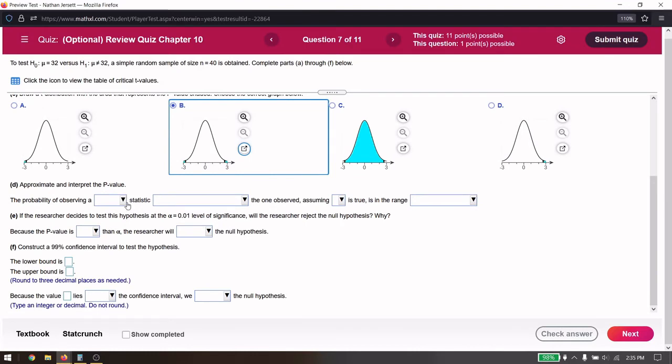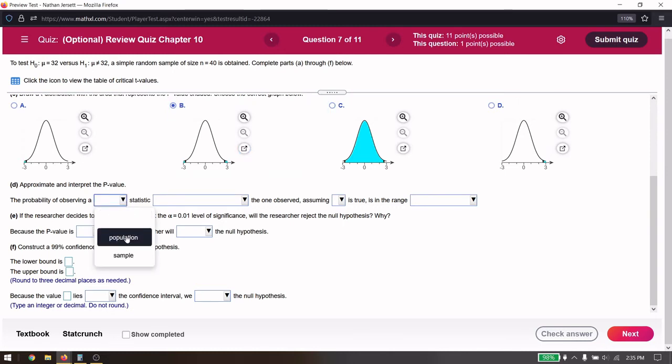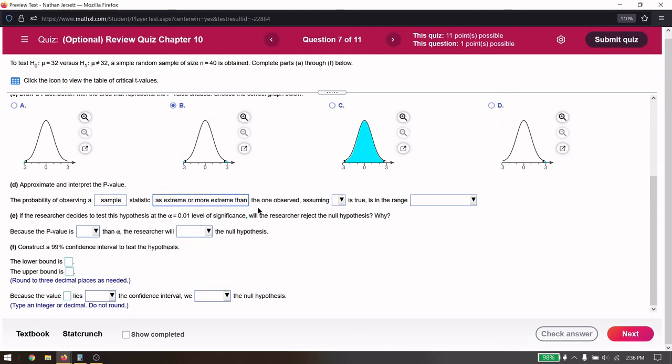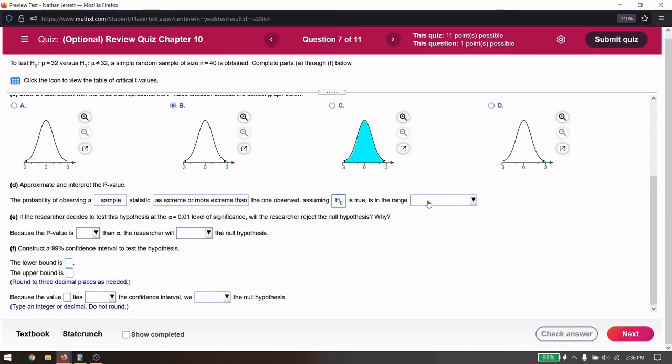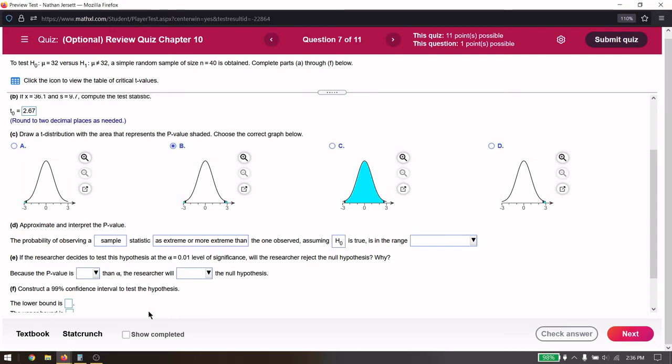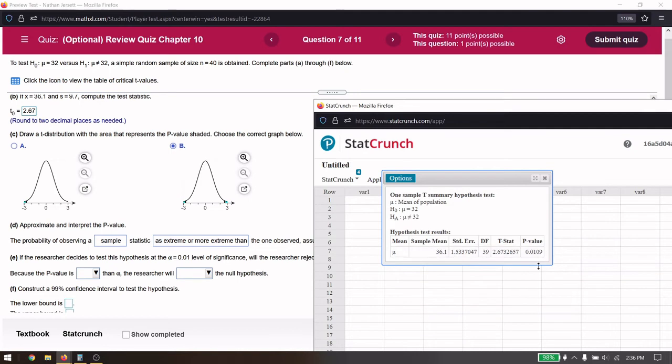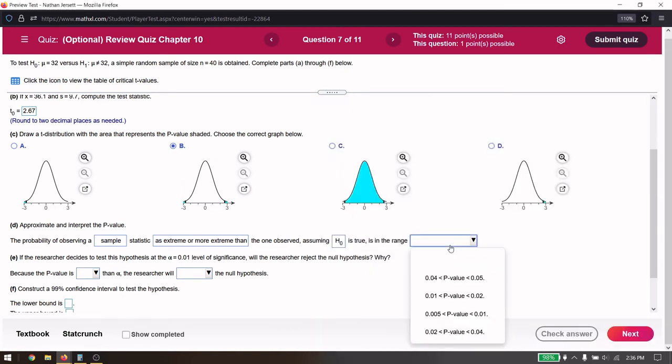Okay. Approximate and interpret the p-value. So the probability of observing a sample statistic as extreme or more extreme than the one observed, assuming H naught is true, is in the range, well, I can show you that in the p-value here, 0.0109. So it's in the range of 0.01 to 0.02.